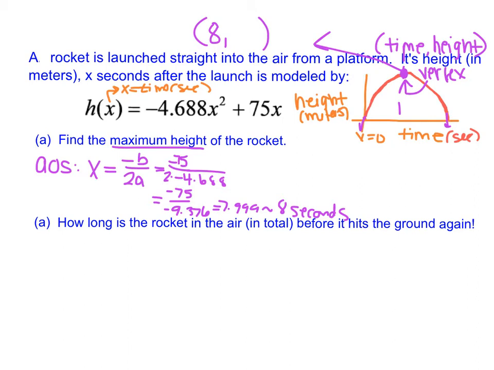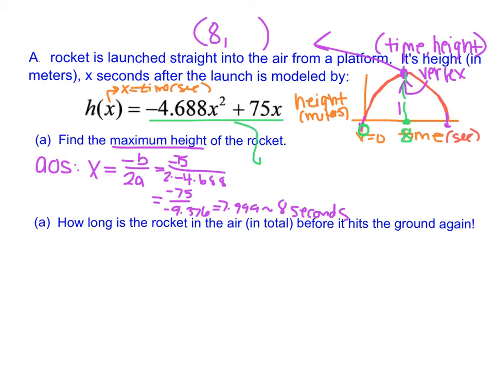Another thing to notice here is we've just discovered a pretty key detail. We've discovered that this axis of symmetry occurs at 8 seconds. So we started at 0 seconds, we shot up into the air, and at 8 seconds we reached our highest point. So now we need to utilize our equation to help us calculate our height at that particular point.